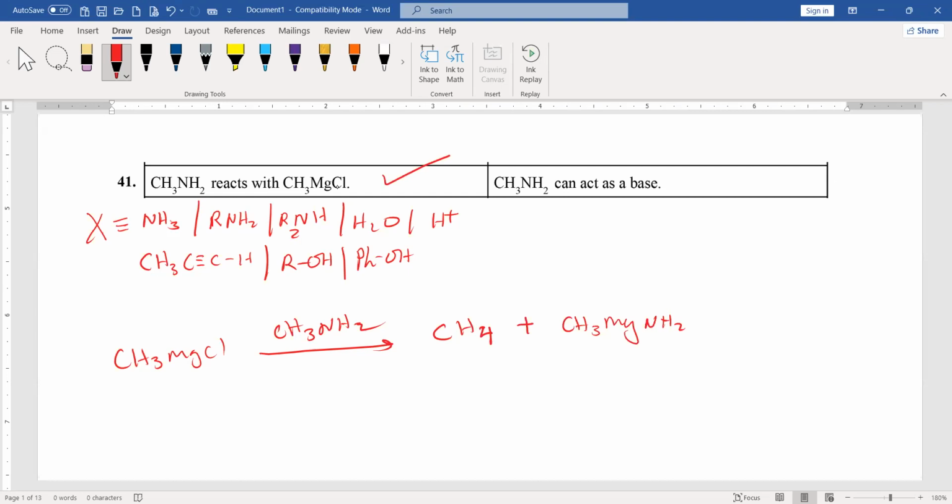Second one, it can act as a base. Yeah, this can act as a base because it has a lone pair. But that is not the reason to react with this. Being a base is not the reason to react. Right? If you add H plus to this, an acid, it will give us CH3NH3 plus. So acid and base will react to give us this salt. Therefore, it can act as a base. That is correct, but there is no relationship between these two statements. So both statements are correct, but the second does not explain the first. So the answer is the second one.